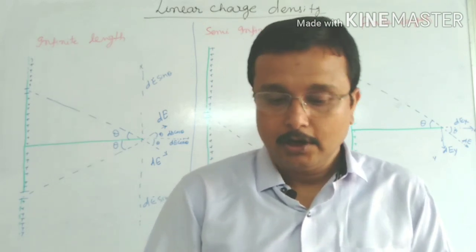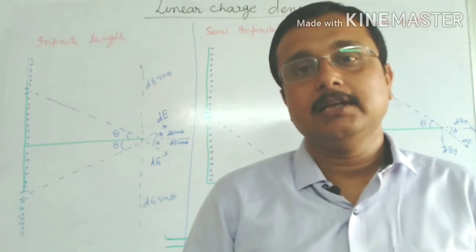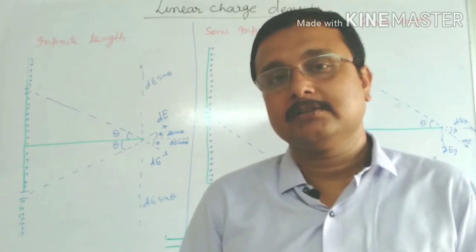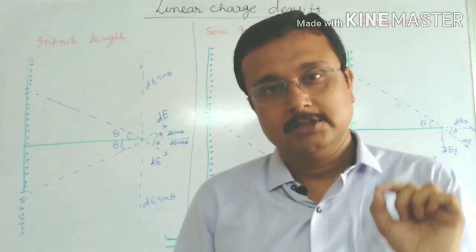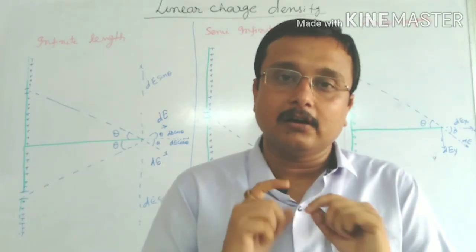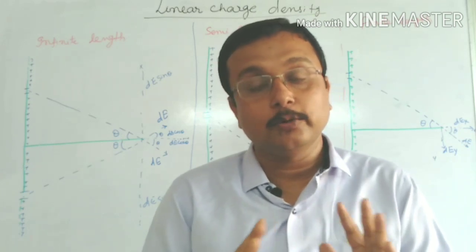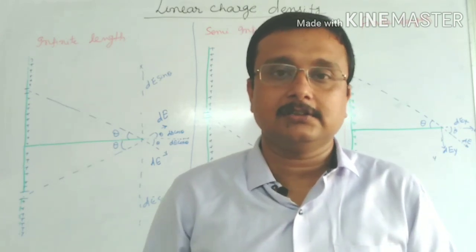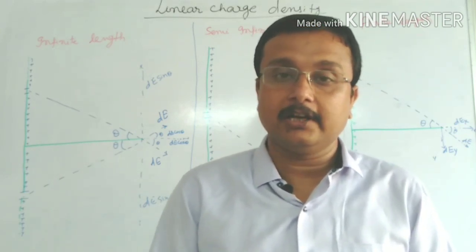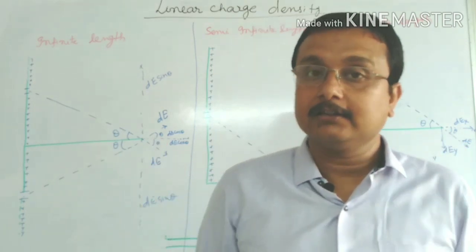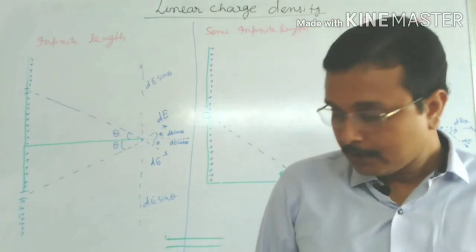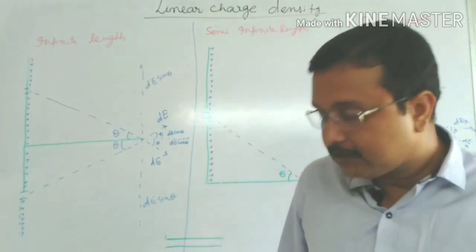One thing that you have been given is the linear charge density, meaning charge per unit length. Charge per unit length in each and every case has to remain constant. That is not going to change here. The charge on a unit length is always a constant quantity, which we write as Q by L, and we represent it as lambda.